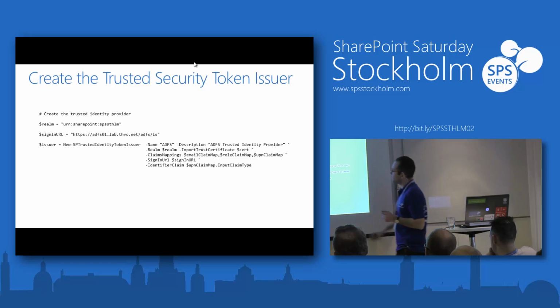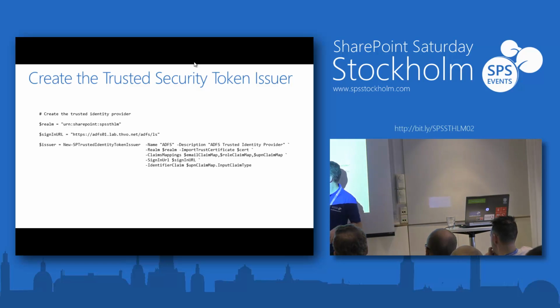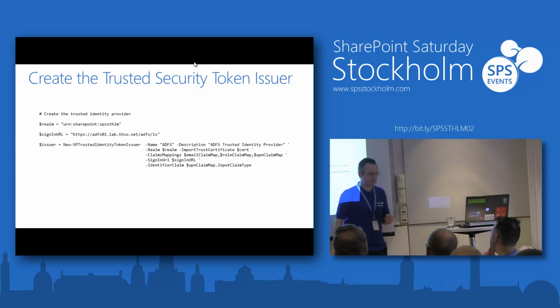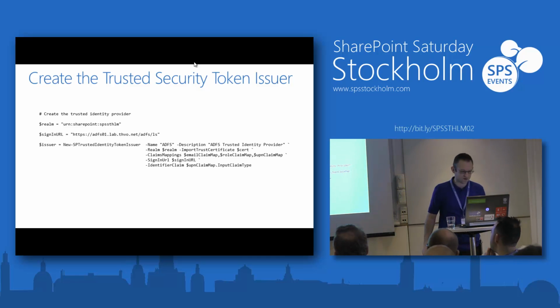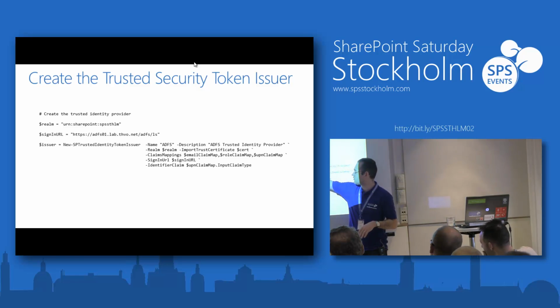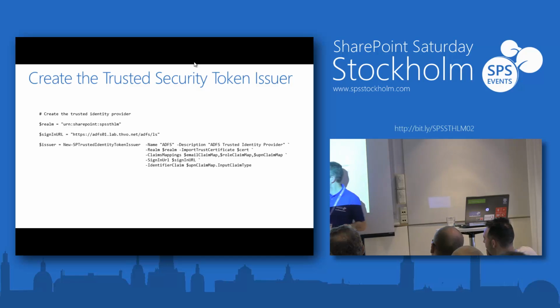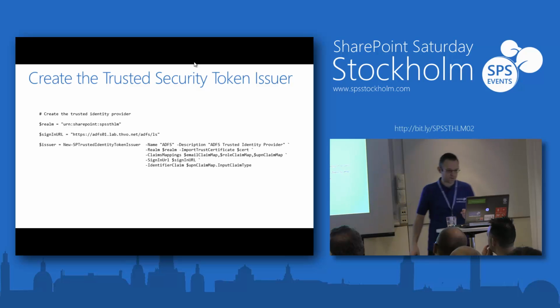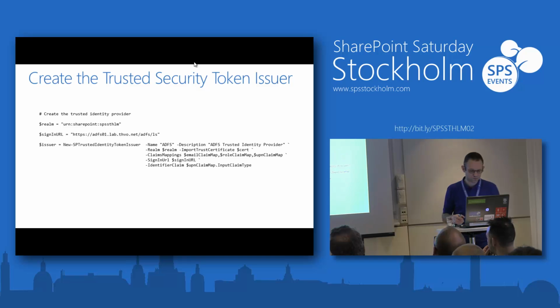Then we are going to specify the realm. So that's the one that we specified earlier, URN SharePoint Saturday Stockholm. Because if SharePoint is making a connection to ADFS, it has to know which configuration to load. Then we also say, okay, if a user comes to SharePoint and receives an access denied, redirect the users to this URL. And that's the URL of my ADFS server. And for ADFS, it's always /ADFS/ls. That's also a convention. And then we tie it all together in creating a new SP Trusted Identity Token Issuer.